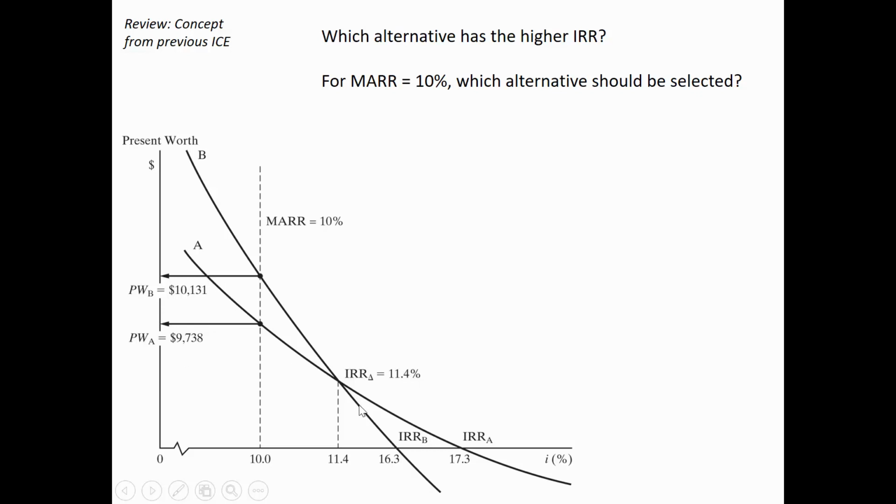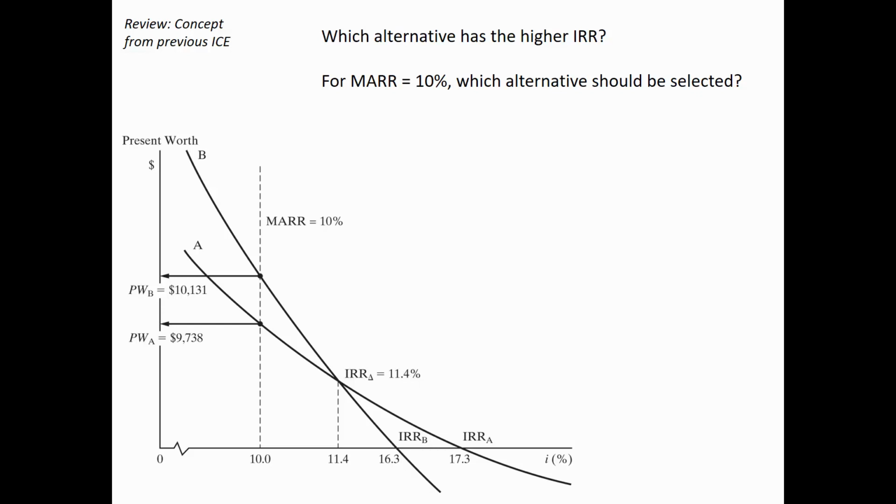So why is it that option A had the higher internal rate of return? How can that discrepancy exist, that I just said option B is better, and yet option A is the one with the highest internal rate of return? We looked at this in class last week, like comparing which one is better versus which one has the higher internal rate of return. So why can the discrepancy exist?